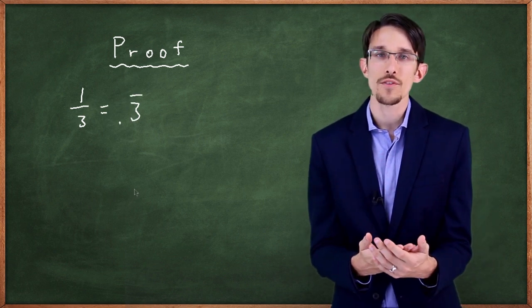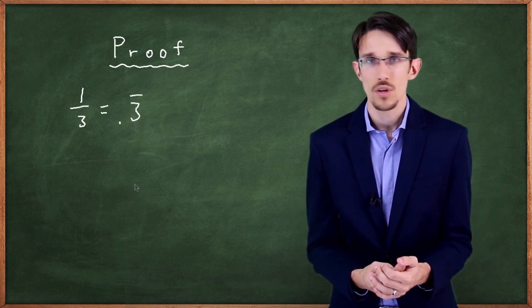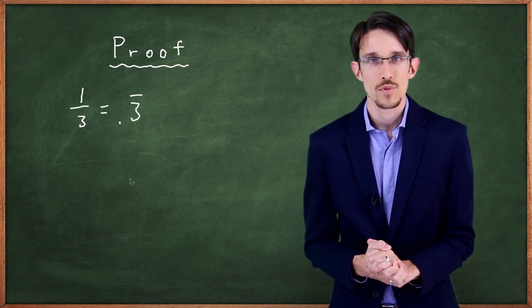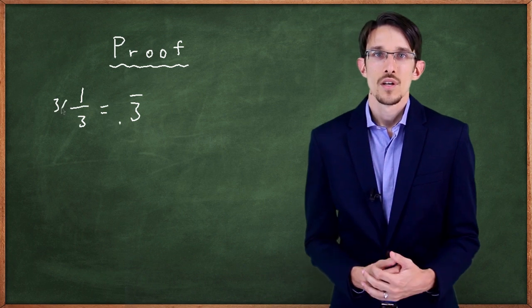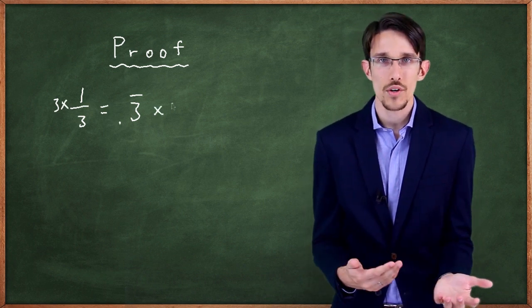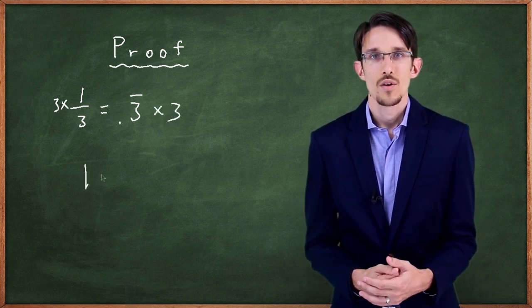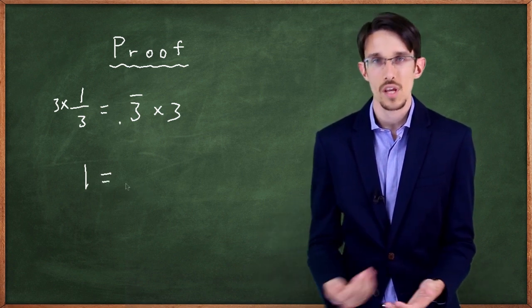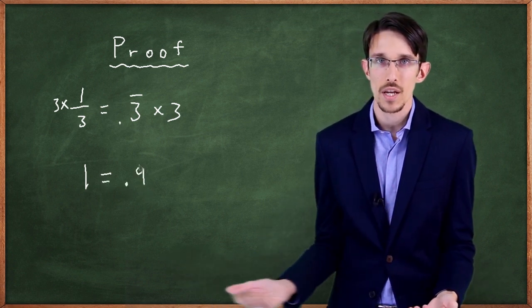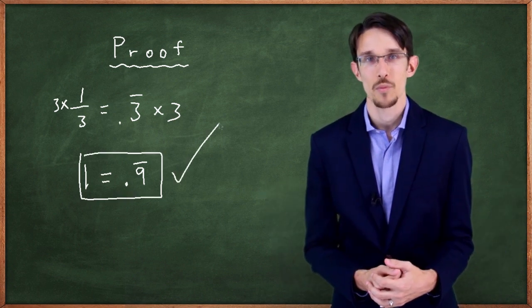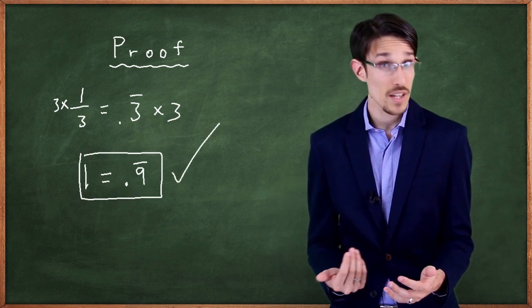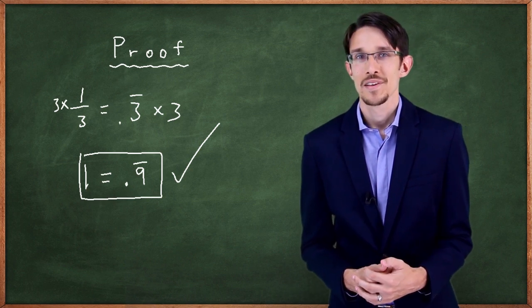As with all equations, if we multiply both sides by the same number, we don't change the value of anything. So I am going to multiply both sides of this equation by 3. Look what we have. 3 times 1/3 gives us 1. 0.3 repeating times 3 gives us 0.9 repeating. And how about that? 1 equals 0.9 repeating. Still not convinced? No problem.